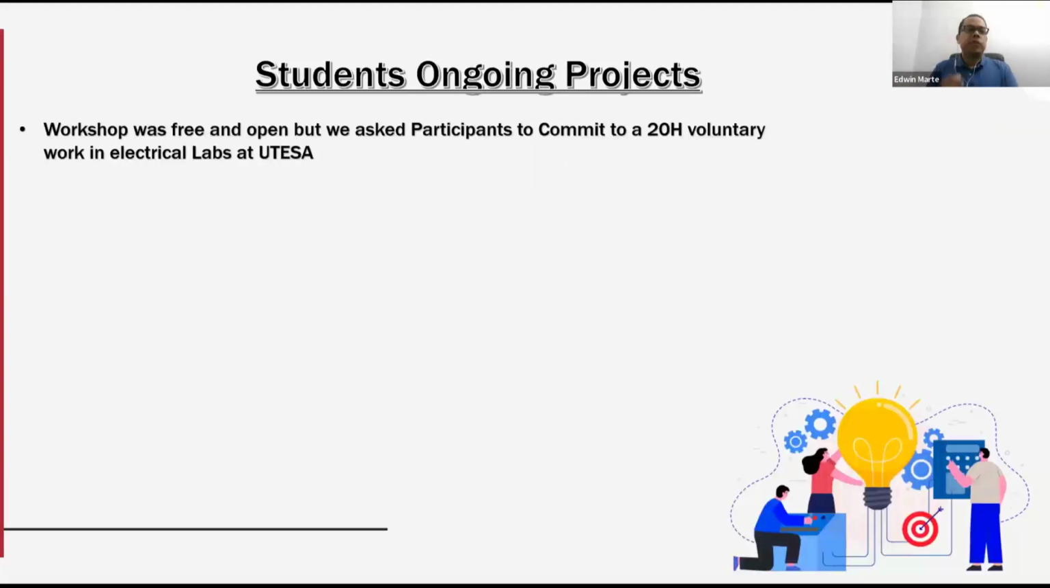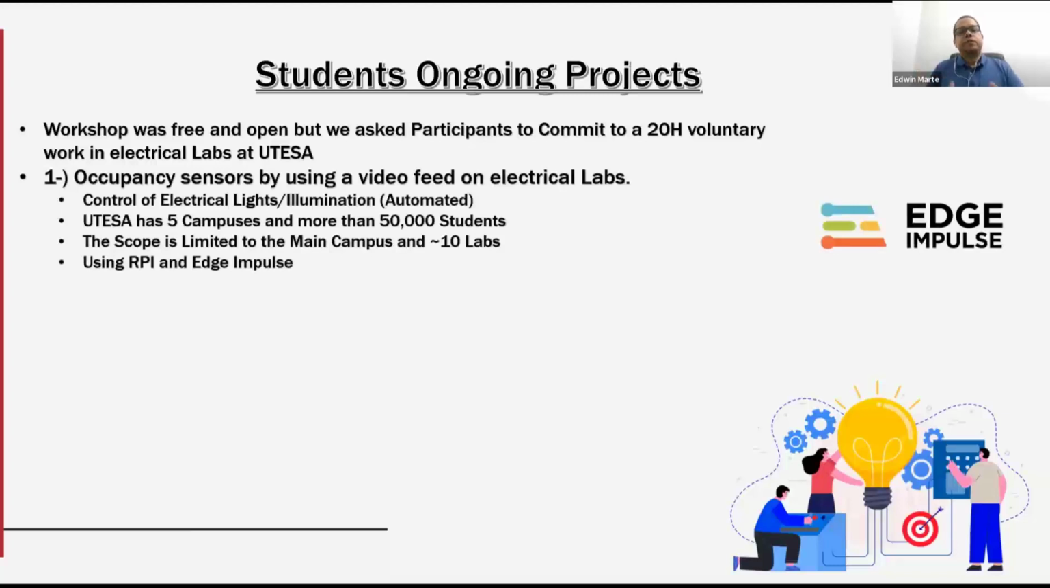Something important that we did in the survey: we made the participants commit to 20 hours of voluntary work in the electrical labs at UTESA after the workshop. After that, they have created a couple of projects by themselves, and they are working on them. For example, one project is occupancy sensors using video feed in the electrical labs. Basically, they want to control the lights and illumination, and they want this to be automated.